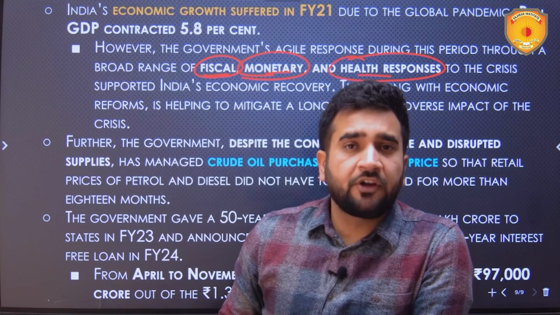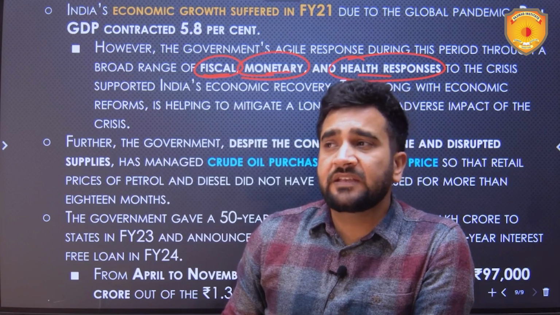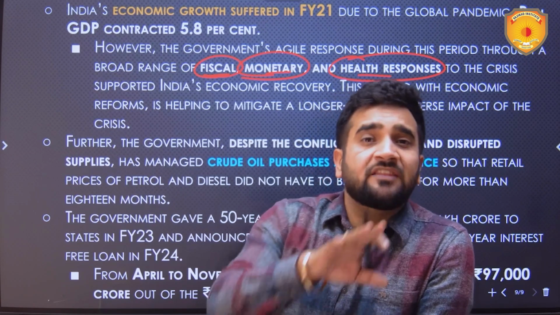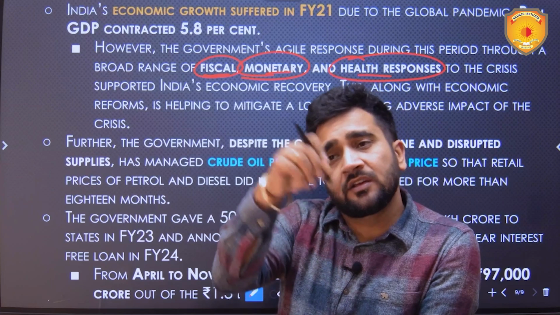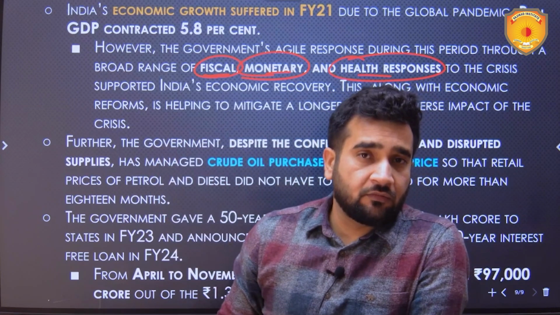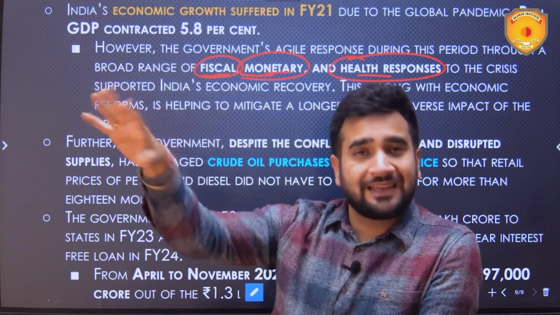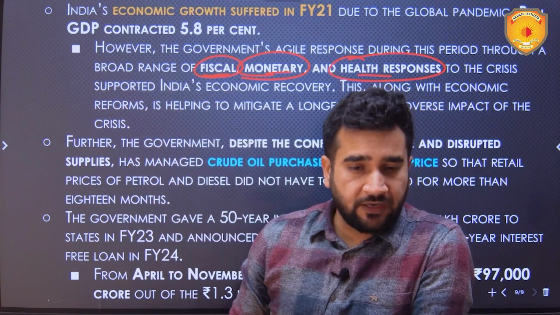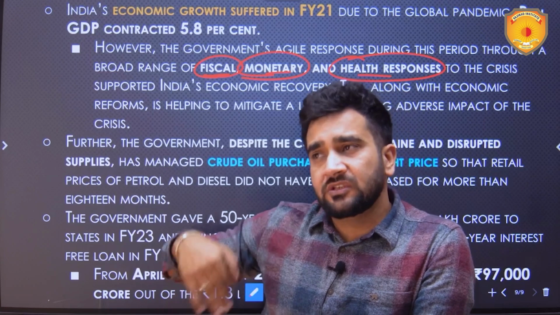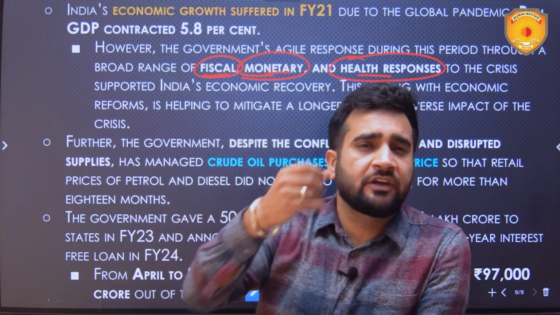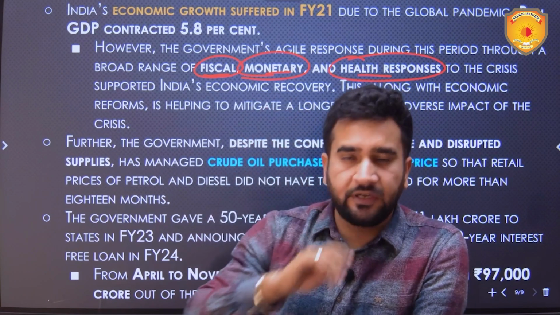Monetary response, it basically tried to maintain the money supply in the economy so that demand is generated. It increased its spending on MGNREGA and all, so that the rural people are getting the money which they need to spend. And health responses, like everyone was eligible for getting free treatment in the government hospitals. Everyone got free vaccination also by the government.